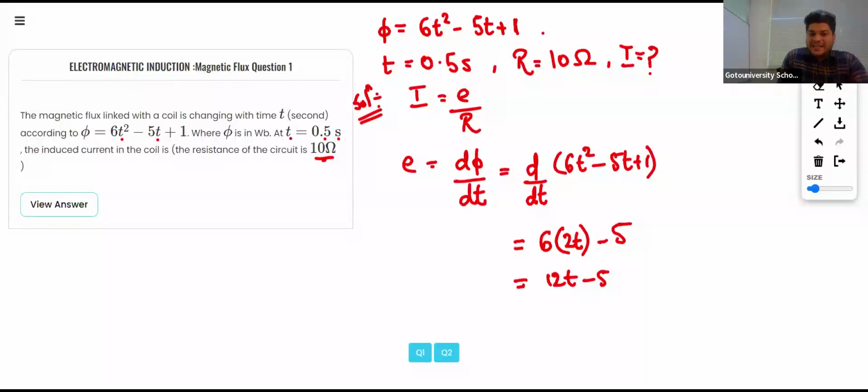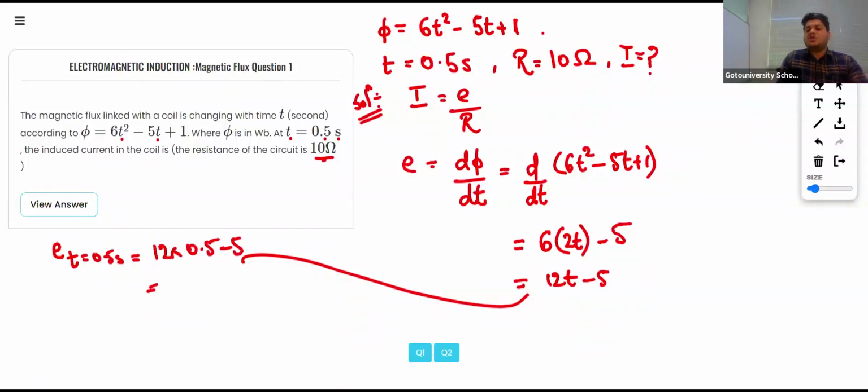But we have to find E at a particular time. At time t equal to 0.5 seconds, we have 12 into 0.5 minus 5. 12 into 0.5 means 6. 6 minus 5 will be 1. So your E will be equal to 1 volt, not ohm, 1 volt.